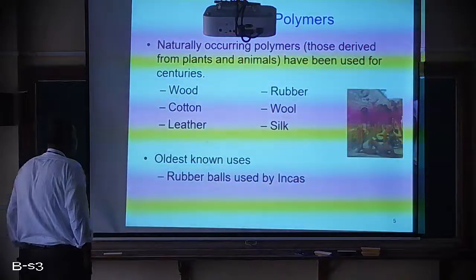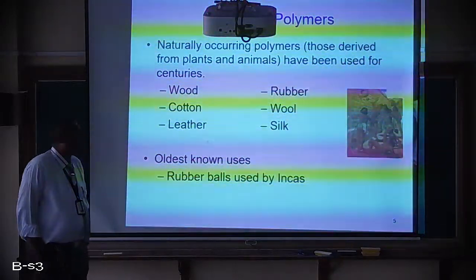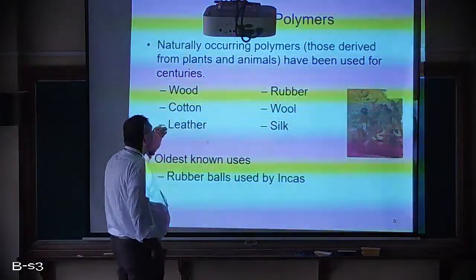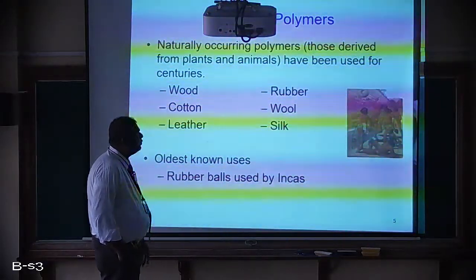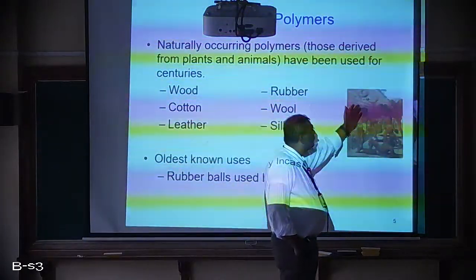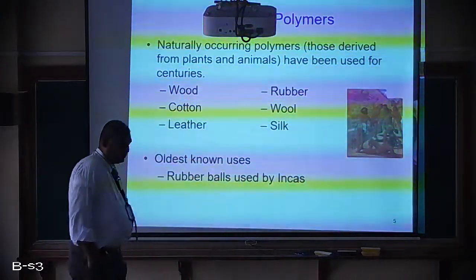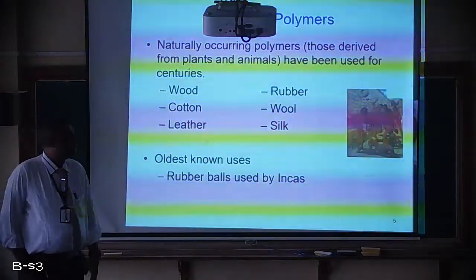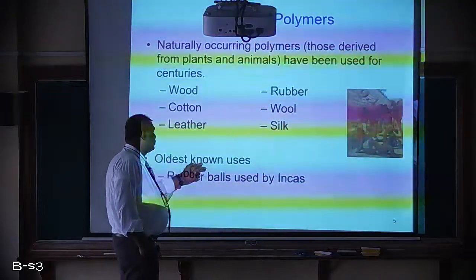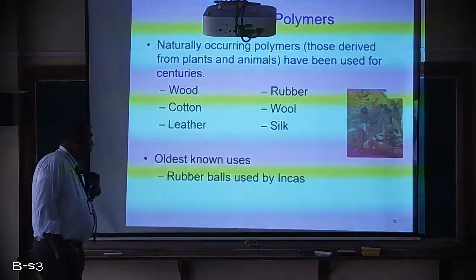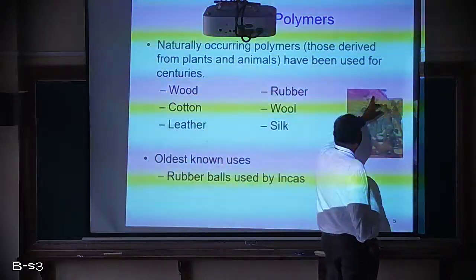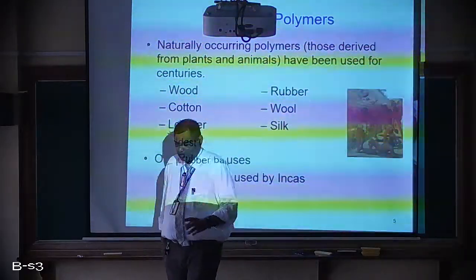These natural polymers are extracted from plants and animals. Okay, so these are obtained from wood, cotton, leather, rubber, wool, and silk. You can see this in olden days, they used to make materials with these polymers. All these are natural polymers. The oldest known polymer is the rubber balls used by the Incas. You can see here the balls they are using; when one hits the wall, it repels back. So it bounces back.